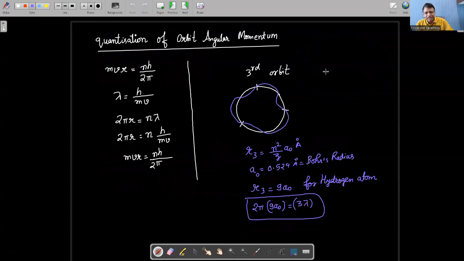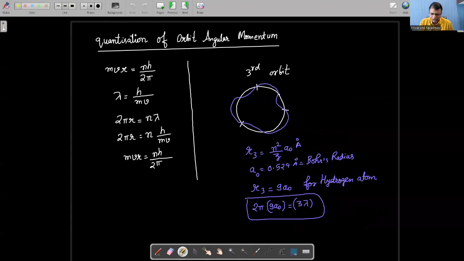So next is quantization of orbit angular momentum, because Bohr was saying that orbit angular momentum is quantized, but he was not able to explain it. In order to explain this, we are using the dual nature of electron. Using the de-Broglie equation, we are able to prove that mvr is equal to nh upon 2 pi. So they are discussing the same thing.